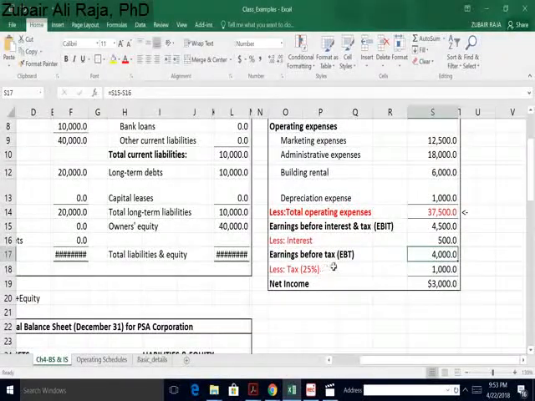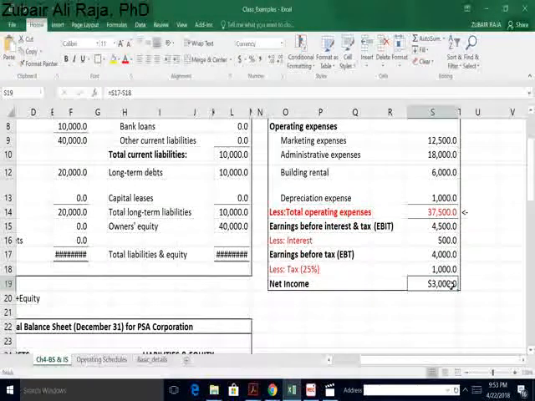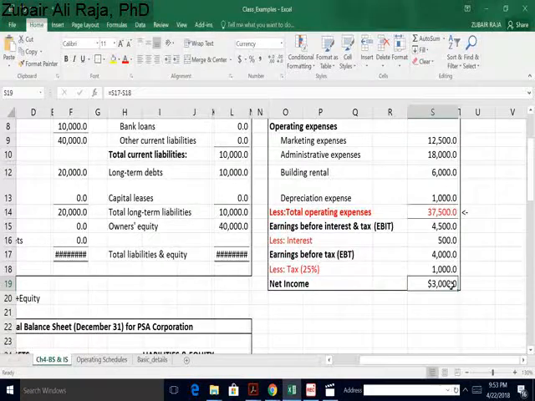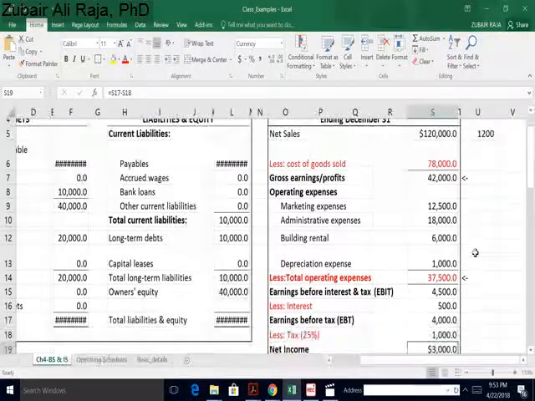If the tax rate is say 25%, then 25% of 4,000 is 1,000. So this is the tax, 1,000, because the tax rate is 25%. You have to multiply EBT, earning before tax, with the 25%, so you will get 1,000. So 1,000 becomes your tax. If you subtract now tax from EBT, you will get finally the net income. So this is actually the income statement of PSA Corporation.